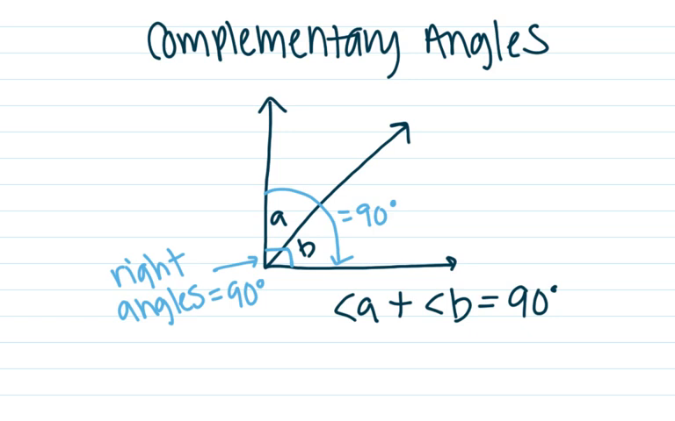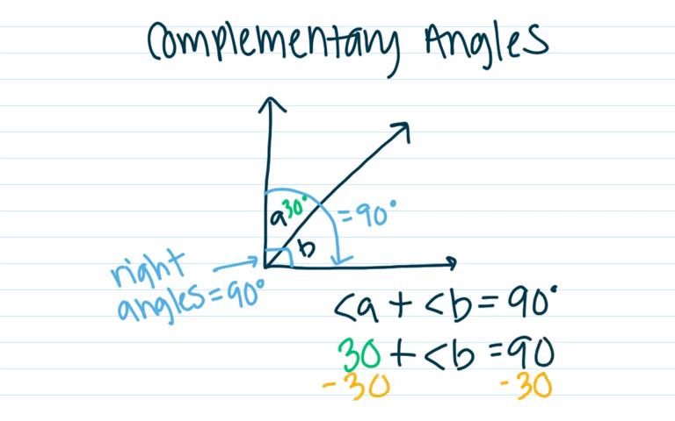Again, this comes in handy because if they tell me that angle A here is 30 degrees, I could plug that in and then figure out what angle B is because I would subtract 30 from both sides, and that would tell me angle B is 60. So I could find that missing degree if I know these two angles together equal 90.